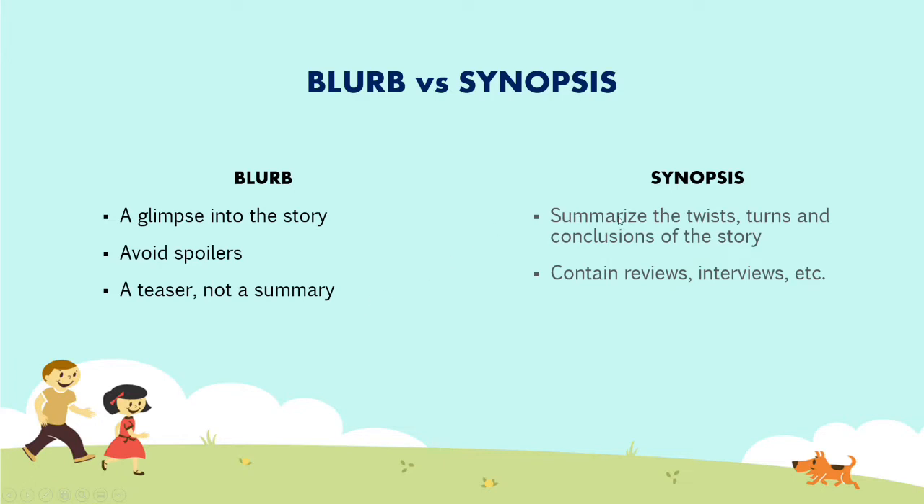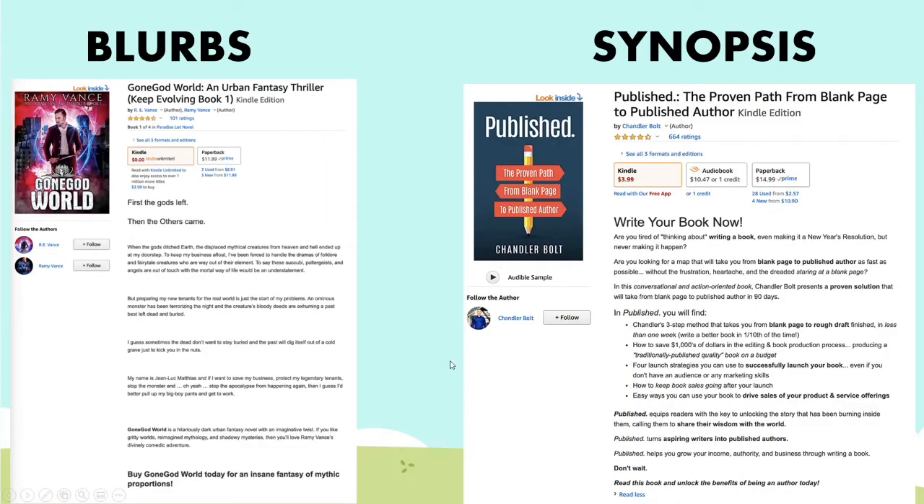Okay, next is the synopsis. Synopsis summarizes the twists, turns and conclusion of the story. Okay, dia dah buat rumusan. It contains reviews, interviews, etc. Right? So next, we look at the difference. So here is the example of blurbs and synopsis.